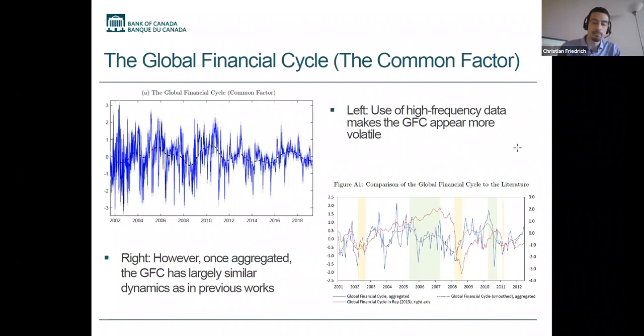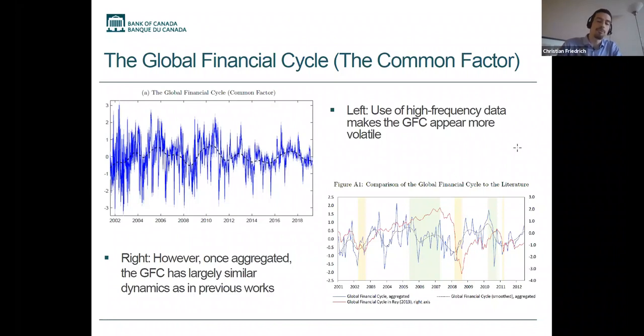And then at the bottom right, we actually compare one-to-one to the cycle in Helene Rey's work, at least for the period where we overlap. We see it's not a perfect match, especially around the global financial crisis. We see some deviations, but it's a relatively good fit between 2001 and 2006. And then after the global financial crisis, we get pretty much the same dynamics as well.